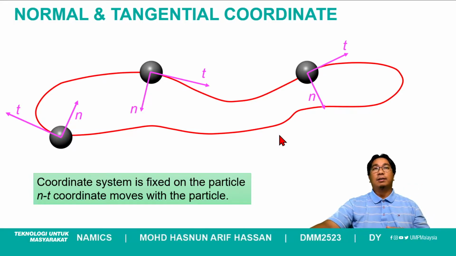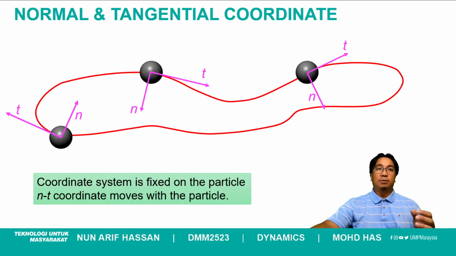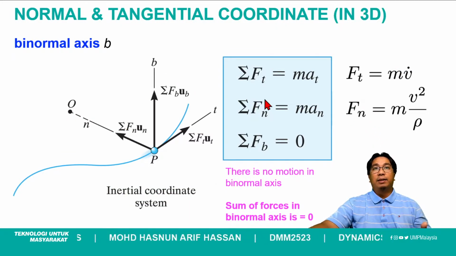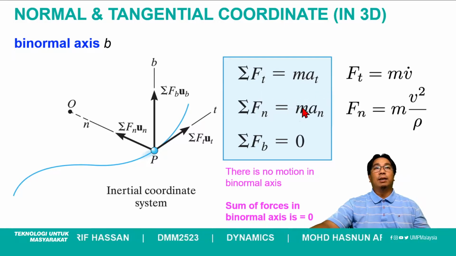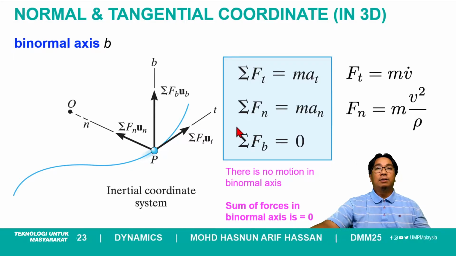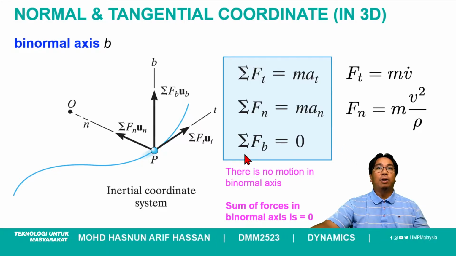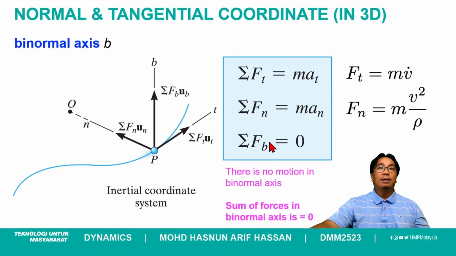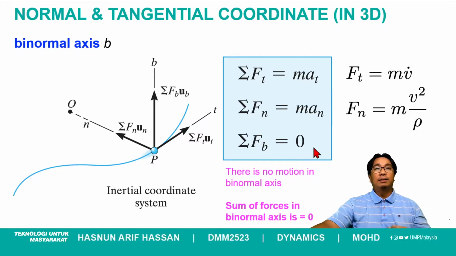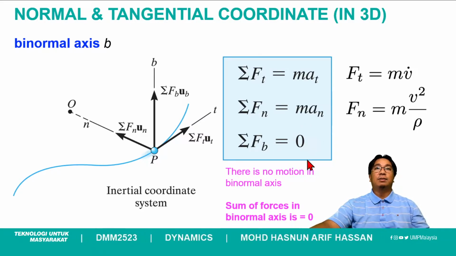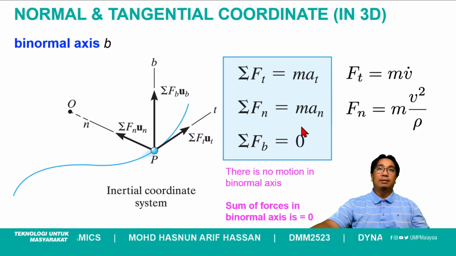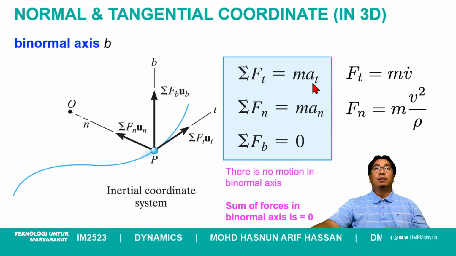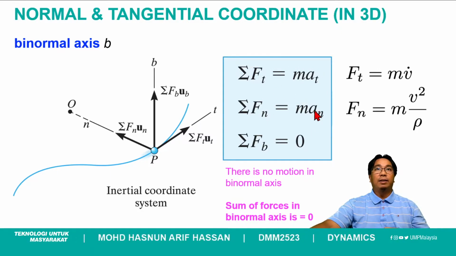Okay, this is just to refresh our memory about rectangular coordinate system just now, and then now we are talking about normal and tangential coordinate, and then we have implemented the equation of motion in terms of normal and tangential coordinate. And if the problem is a three-dimensional problem, then you're going to have one more axis which is called binormal axis. So basically we have tangential axis, normal axis, and binormal axis. So binormal axis ni, there is no motion in binormal axis. I have explained in the previous class. So the acceleration in binormal axis will be equal to 0. So total force in binormal axis will be equal to 0. And then we have Ft and Fn equals to mat and man.